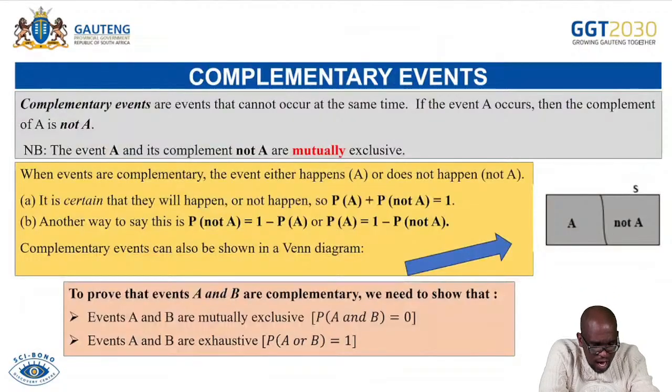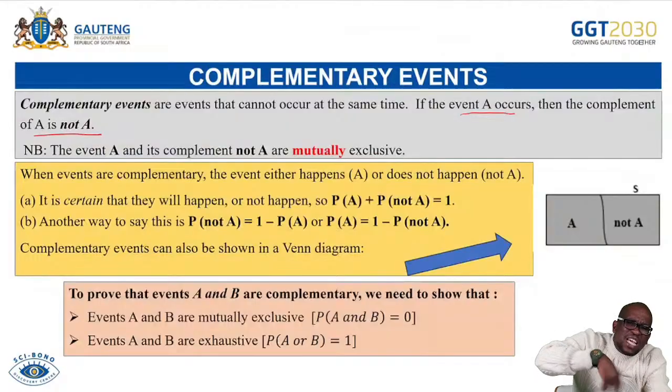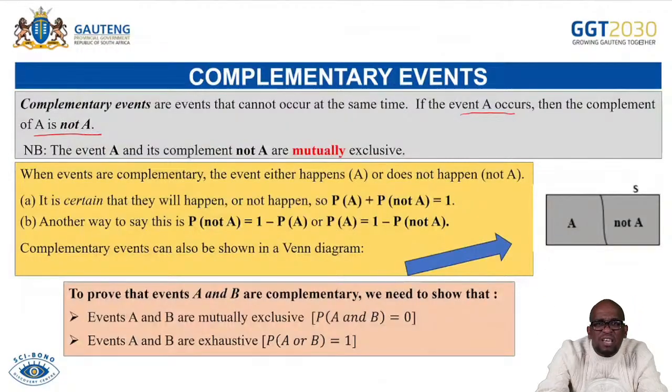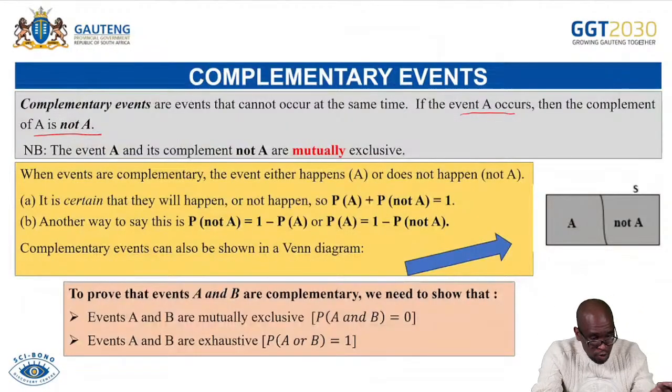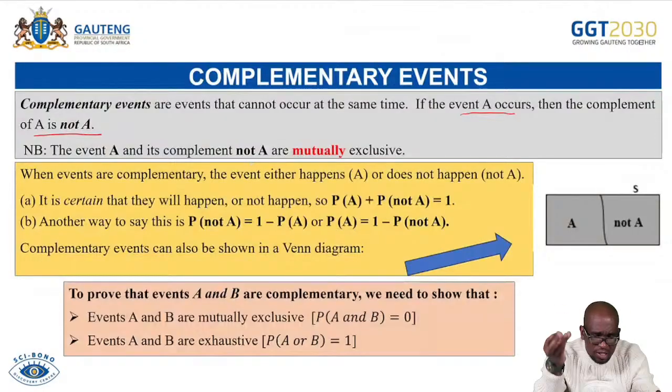So we are saying events that cannot occur at the same time. And if event A occurs, then the complement is not A. Whatever is not in A should be contained in the other event. All right. So the events A and its complement not A are mutually exclusive. They cannot happen at the same time. All right, but they are also exhaustive.